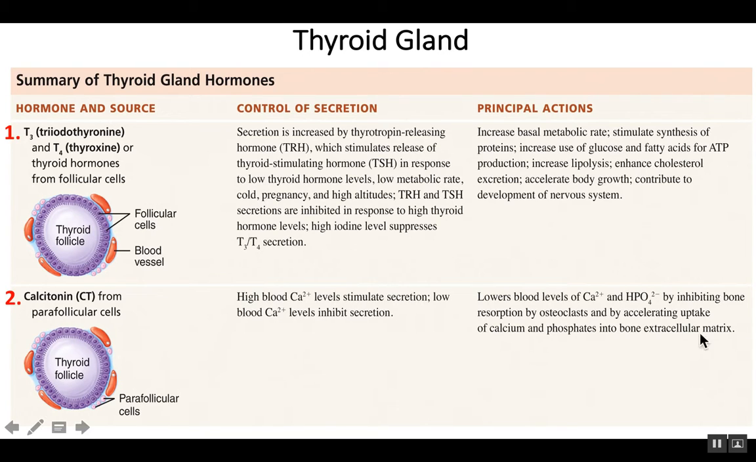And this hormone will also help accelerate uptake of calcium and phosphates into the bone matrix. So it's a way we can store a little bit of this excess calcium into the bones. Your body will also excrete calcium into urine if it has high levels in the bloodstream. So those are the three hormones produced by the thyroid gland, T3 and T4, which are in essence the same. They function very similarly. And then calcitonin.